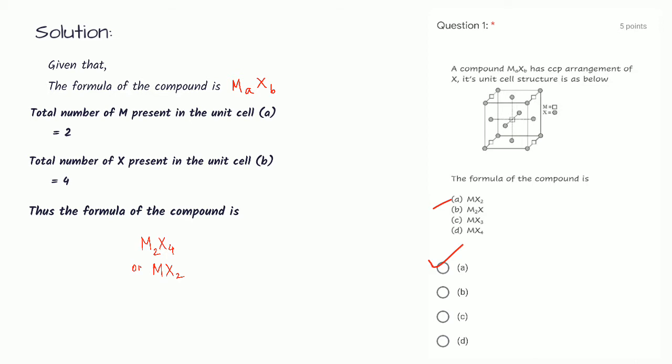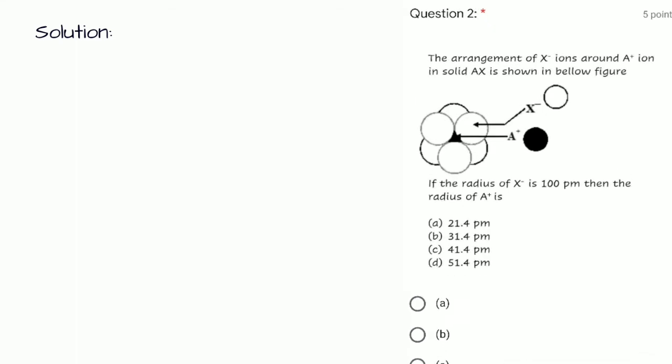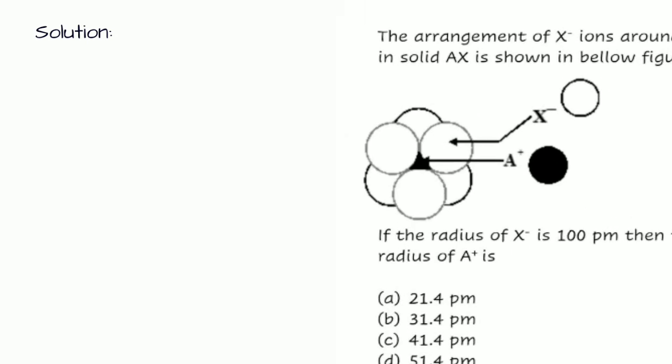So now let us try to solve question number 2. Again in this case also we have to read the question properly first. Here it is given that the arrangement of X negative ions around A positive ion in the solid AX is shown in the figure below. The radius of X negative is given and we have to find out the radius of A positive ion. If you look at this figure, you see the first layer is composed of 3 constituent particles and they create a triangular void.